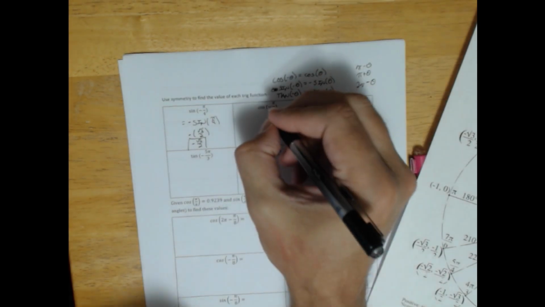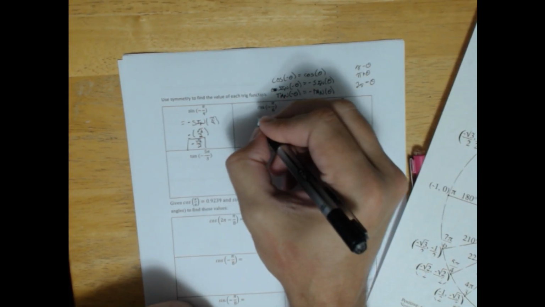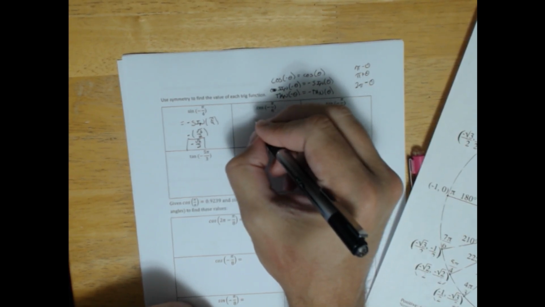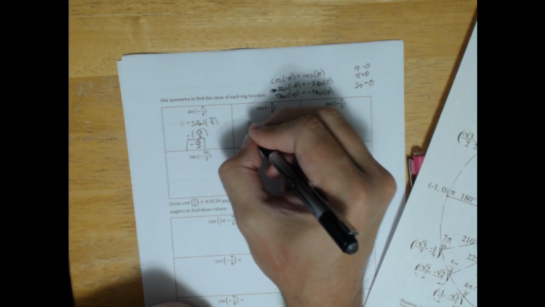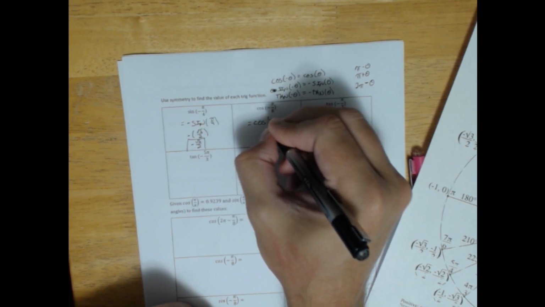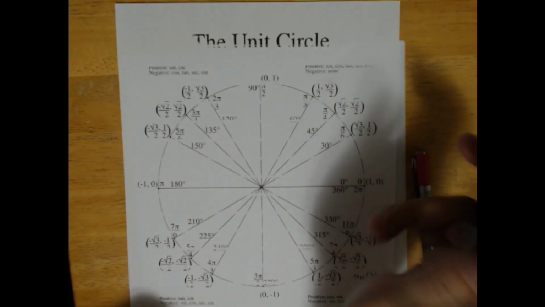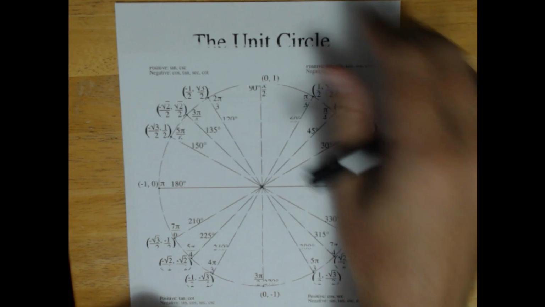Cosine of negative pi over 6. So with that negative angle identity, we can just drop the negative. So that's going to be equal to cosine of pi over 6. And cosine of pi over 6 is right here, square root of 3 over 2.